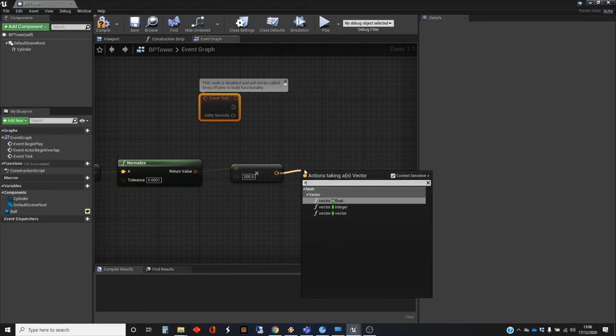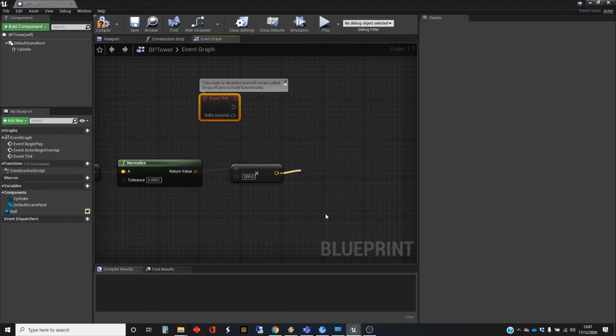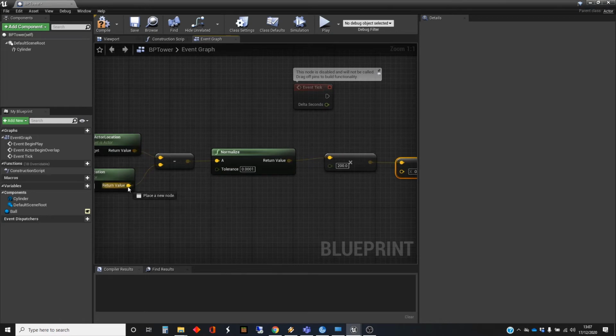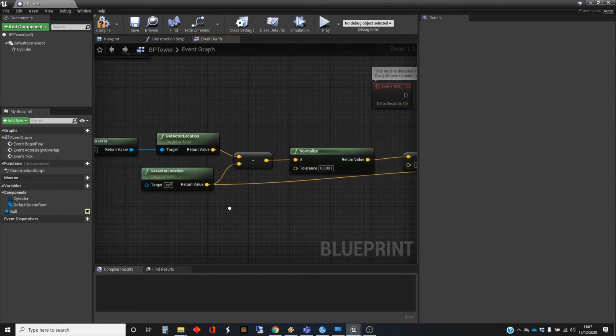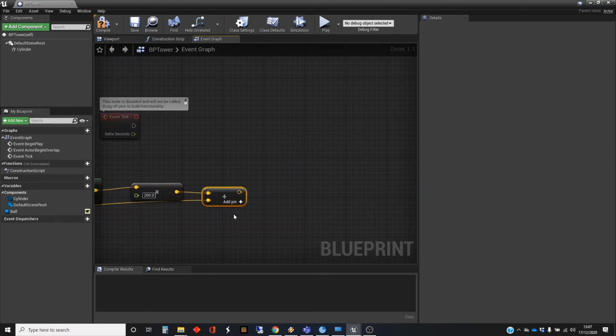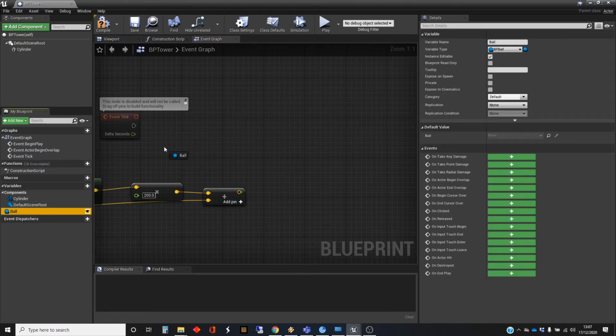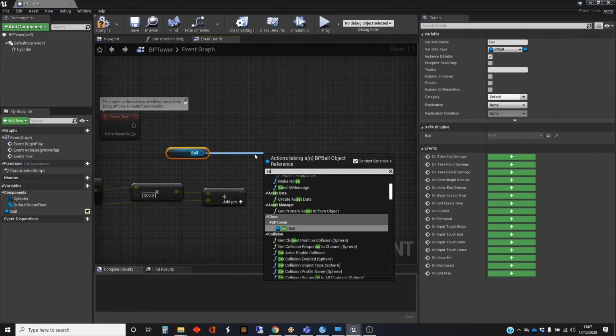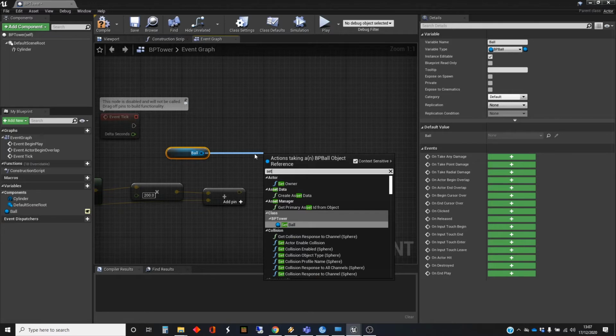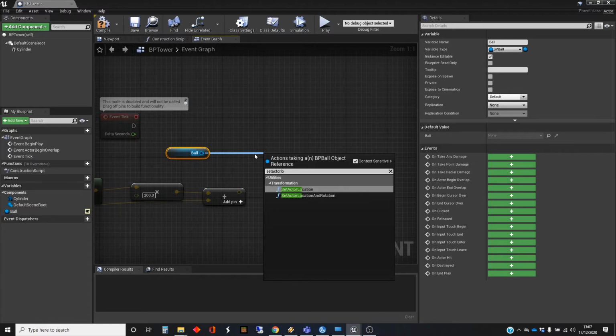It doesn't matter which order we do addition in, remember? So I'm just going to add on the position of the pole itself. And then we're going to set the ball's location. This is the reason why the ball has become a variable here, so we can get easy access to it to do this. Set actor location.